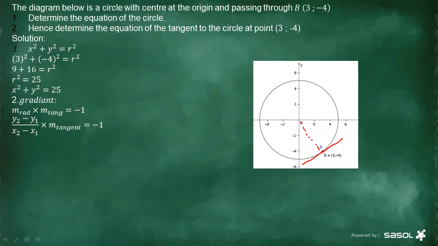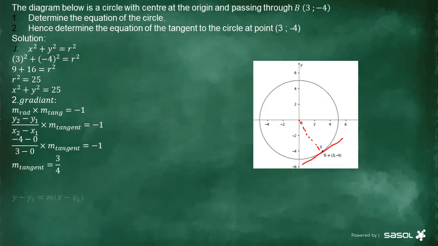Why? Because we've got the coordinates of this point, which is O, and then B, and then we are able to determine the gradient. Then our gradient of the tangent, after simplifying there, is going to give us 3/4.